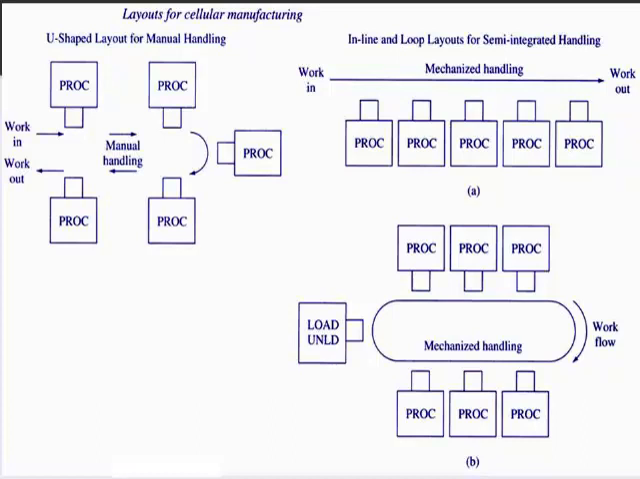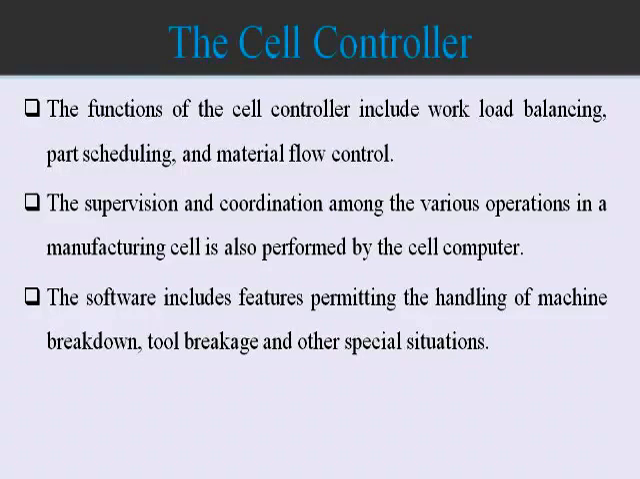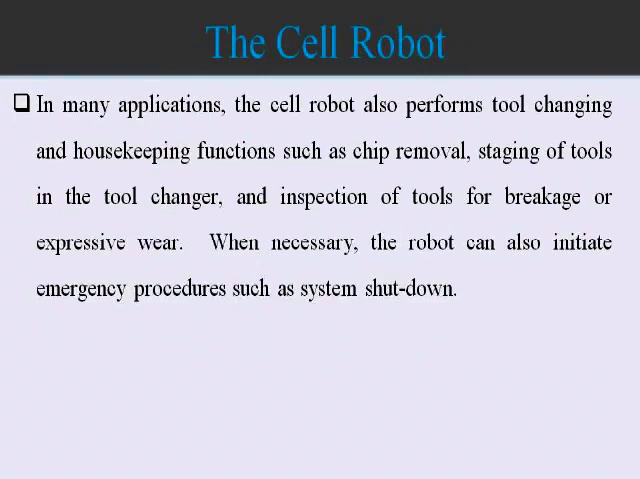The software includes features permitting the handling of machine breakdown, tool breakage, and other special situations. Sometimes in a flexible manufacturing cell, a robot is used. Such a robot is called a cell robot. The cell robot can also perform tool changing, housekeeping functions such as chip removal, staging of tools in the tool changer, and inspection of tools for breakage or excessive wear. When necessary, the robot can also initiate emergency procedures such as system shutdown.